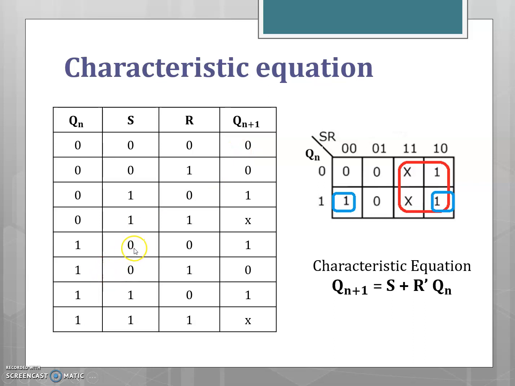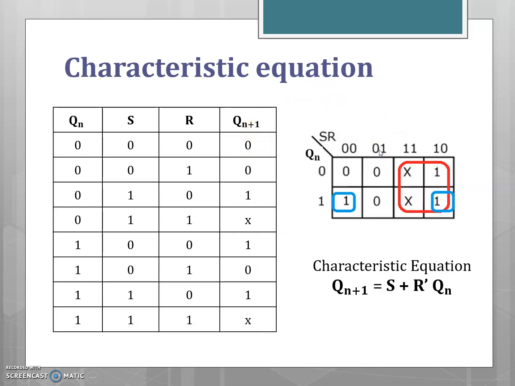Similarly, for S equal to 0 and R equal to 0, Qn plus 1 is the same as Qn. For S equal to 1 and R equal to 0, the output is equal to 1. And for S equal to 0 and R equal to 1, the output Qn plus 1 equals 0. The next step is to plot the Qn plus 1 values in the Karnaugh map.